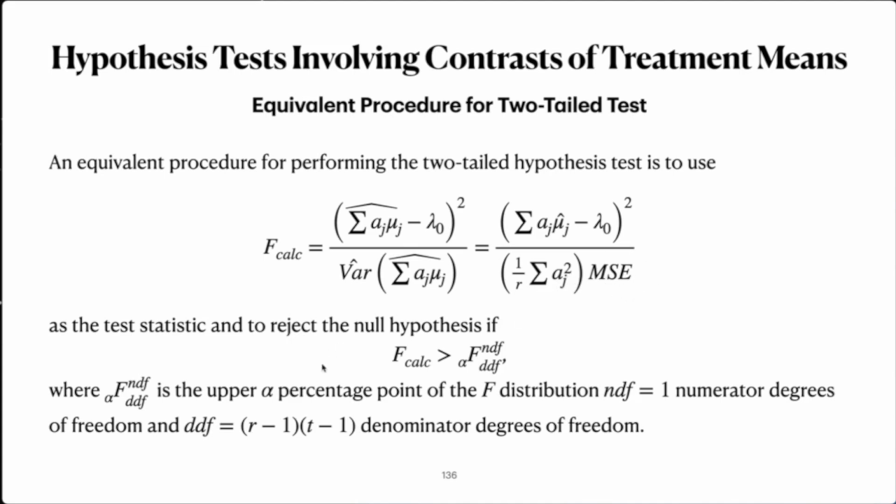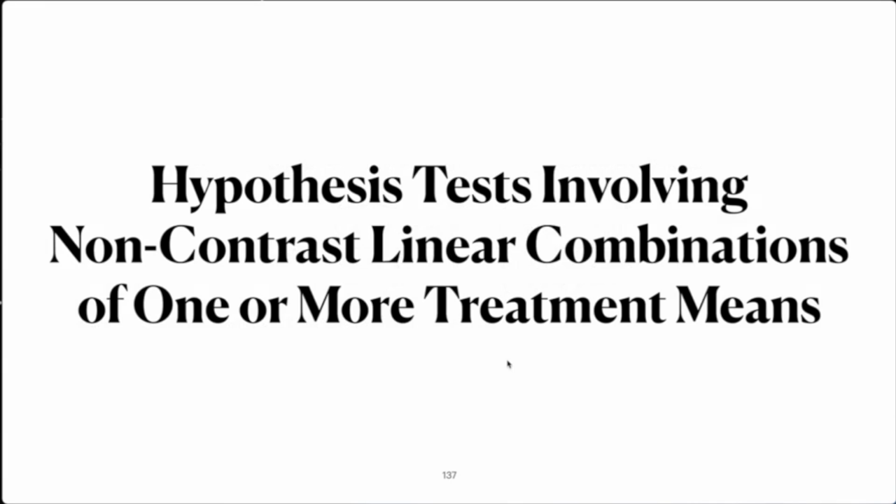Again, we reject the null hypothesis if the test statistic F-calc exceeds the upper alpha percentage point of the F distribution with one numerator degree of freedom and r minus 1 times t minus 1 denominator degrees of freedom. All right, now let's look at something even more general, hypothesis tests involving non-contrast linear combinations of one or more treatment means.